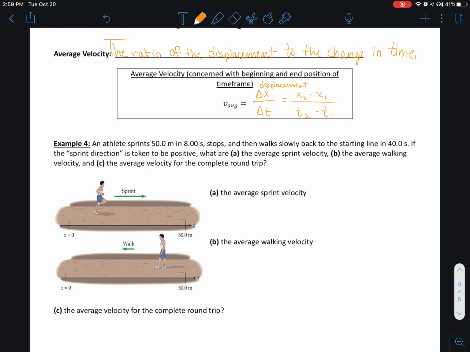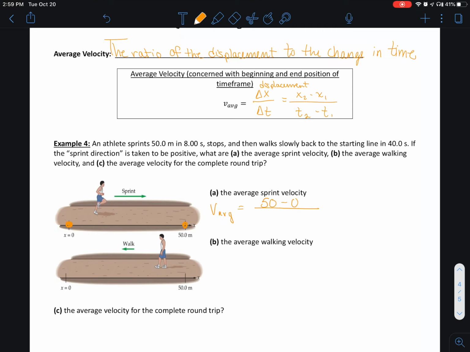So I have it nice and spread out here for you. Let's find the average sprint velocity. So we know that the average velocity is equal to, so we need to look at his sprinting, like how far did he go? Well, he started at 0. He started here at 0, this orange dot I'm making, and he went to 50. So we're going to do 50 minus 0. And how long? So it took him 8 seconds.